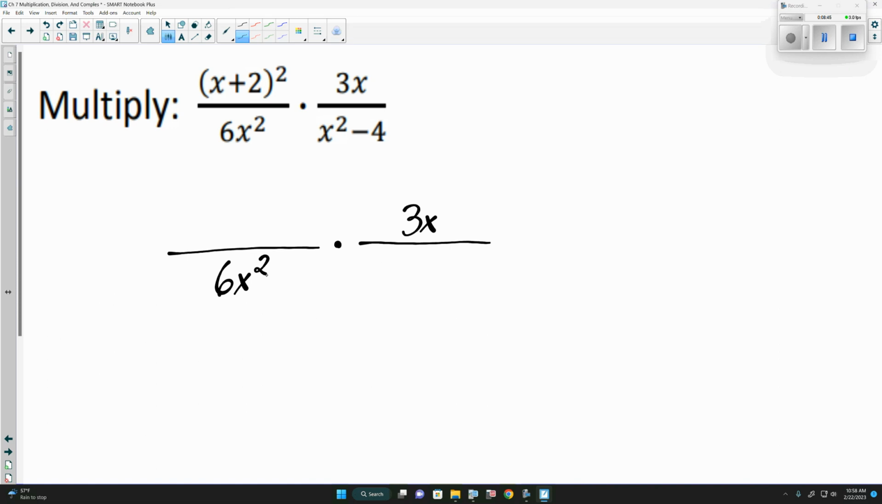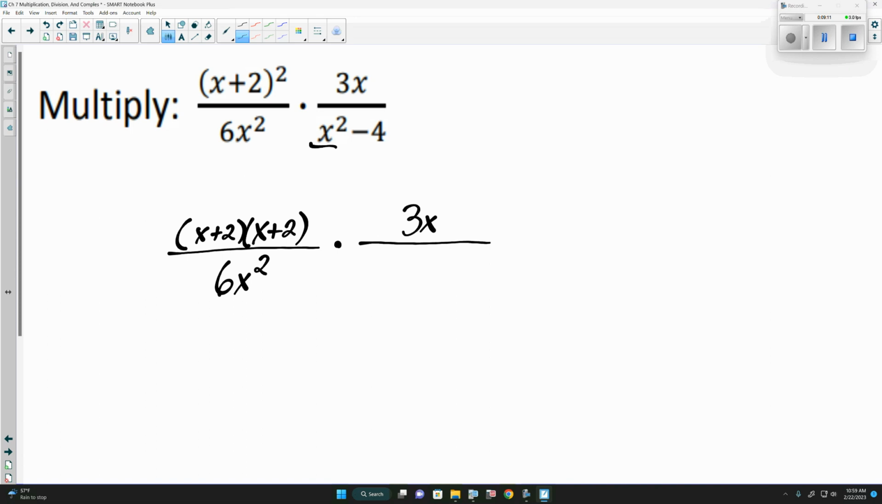Now the x plus 2 squared is factored. X plus 2 squared is the same as saying x plus 2 times x plus 2. It's just multiplied by itself. So we could leave it as x plus 2 squared, just a single term, or we could write it as two terms. Sometimes it's easier to write it as two terms so we can see what the two terms are, especially when we start simplifying.